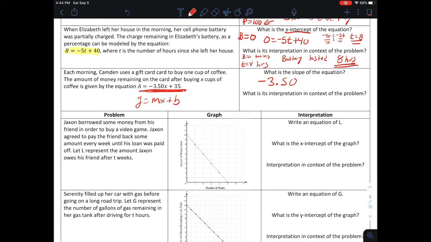What is the interpretation of that in context of the problem? Well, we're given y is the amount of money that's left remaining after you buy x cups of coffee. So every time I buy a cup of coffee, I change the number for x, which means that's what I multiply by 3.50. The 3.50 is actually the cost of a cup of coffee. So the cost of a cup of coffee.